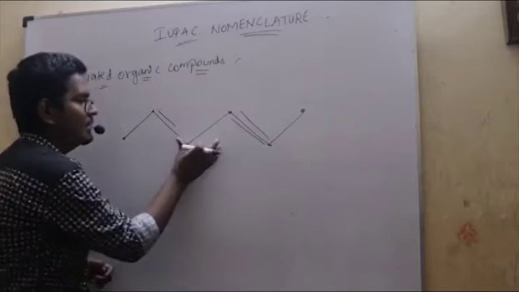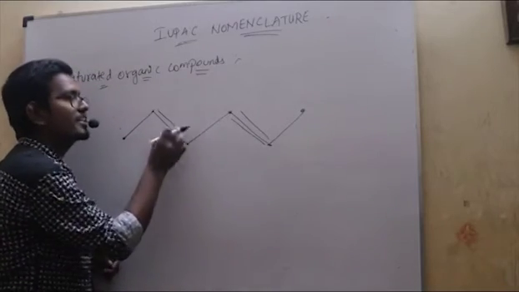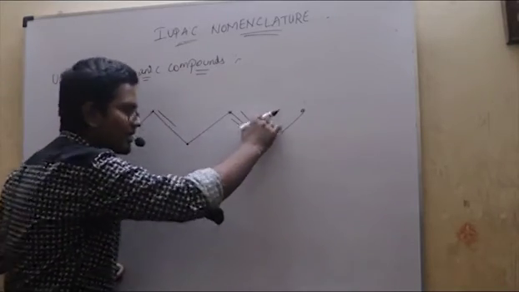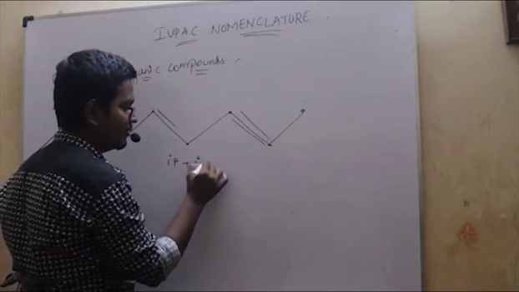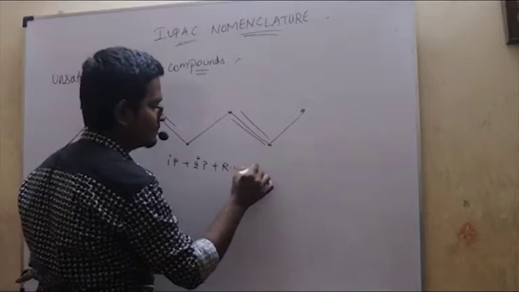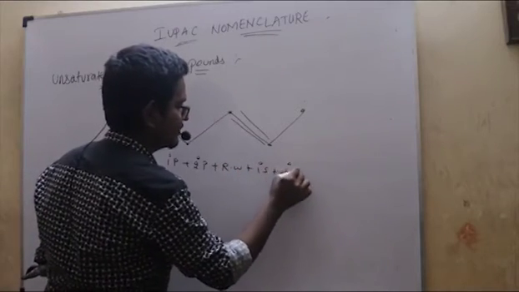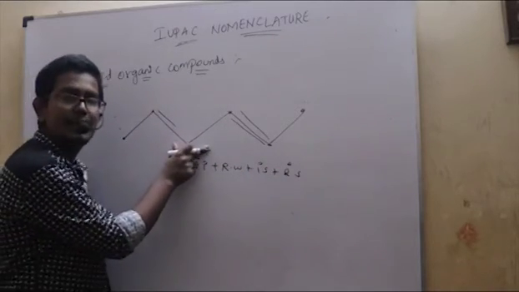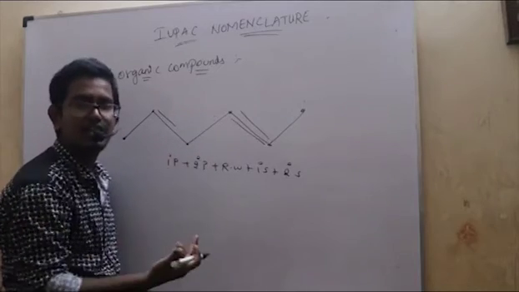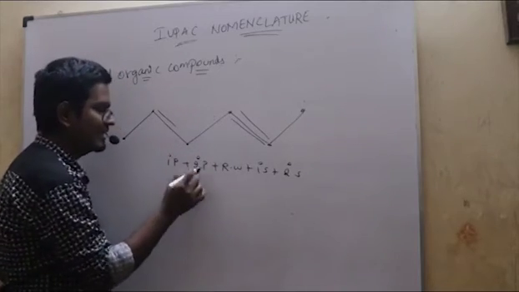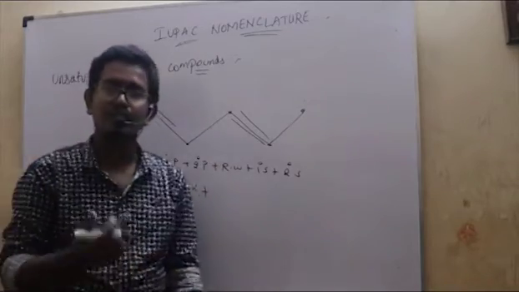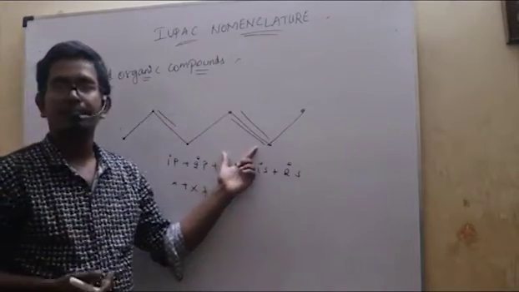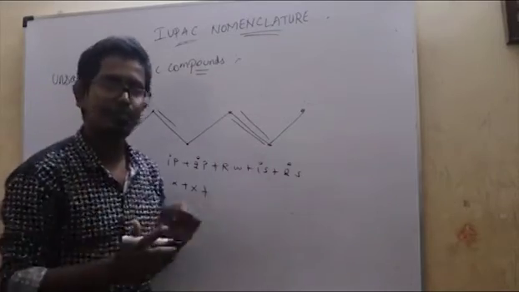So, how to write the name of this unsaturated organic compound? Here, both the double bond and triple bond are present. How to write the name? We should write the primary prefix first, then secondary prefix, followed by root word plus primary suffix plus secondary suffix. So, is there any primary prefix there? No, it is not a cyclic compound, so there is no primary prefix. Any secondary prefix? No secondary prefix, as there is no substituent here, as well as there are no functional groups related to secondary prefix.